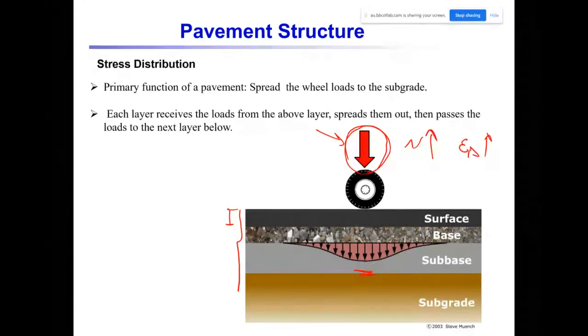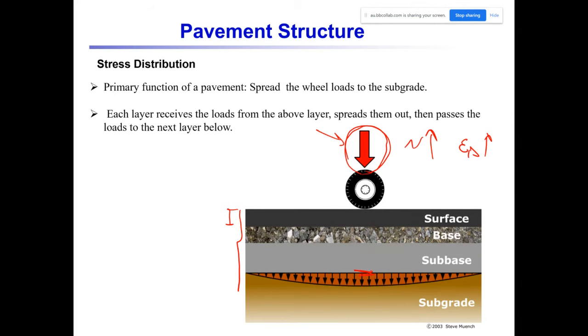but still the magnitude is not acceptable for the subgrade. So then we use the base layer. Again, we distribute the load. And then we use the subbase layer. And as you can see, now we somehow have a uniform load. The load spreads over a wide area, and the magnitude now is acceptable for the subgrade soil. So this is the main, the primary aim of pavement design.